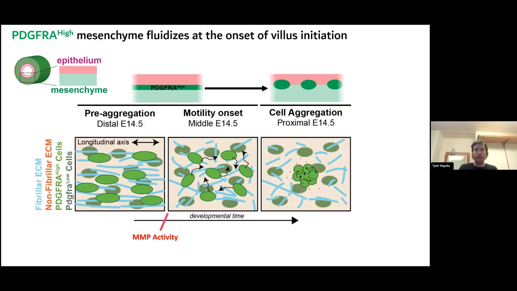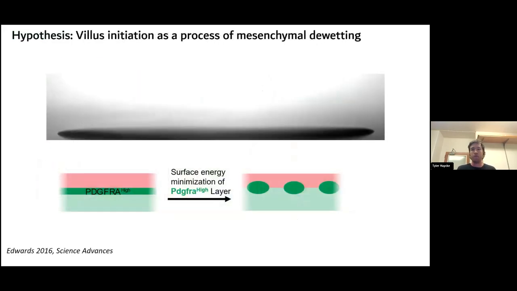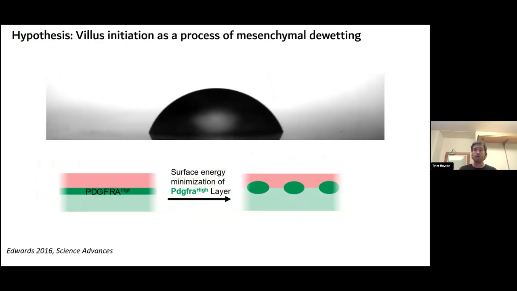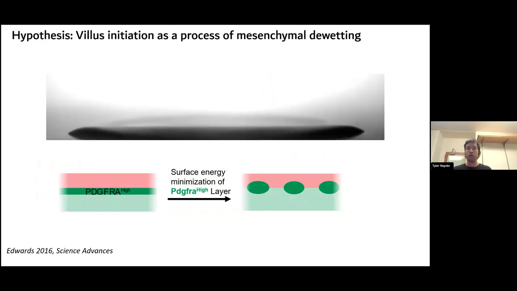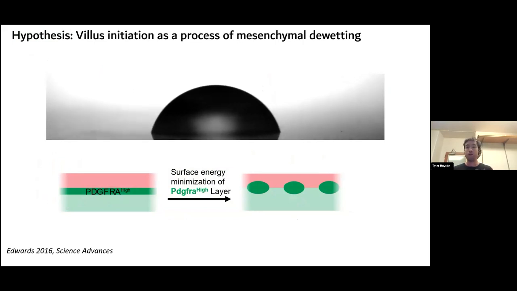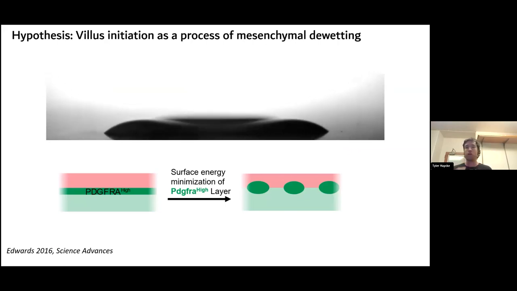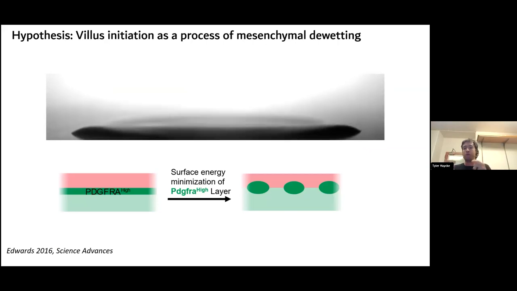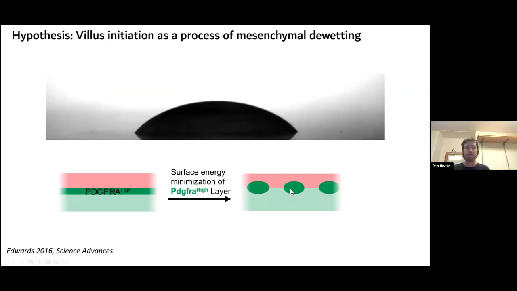And so we began drawing analogies at the tissue scale of this process to the dewetting of a thin liquid film, which rounds up to form droplets from its substrate. So this is similar to water beading up on a windshield or on a leaf through the process of energy minimization. In doing so, this droplet, as it forms, generates characteristic contact angles and curvature at the interface. So this looked qualitatively similar to what we were seeing with a sheet of PDGFRA high mesenchyme breaking up into a series of droplet-like aggregates.